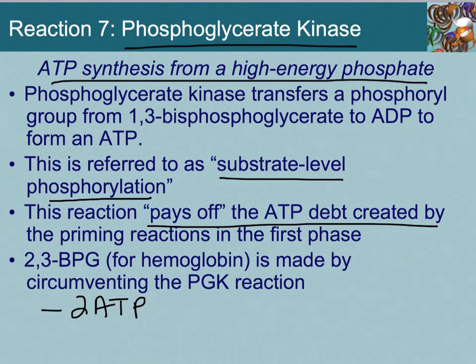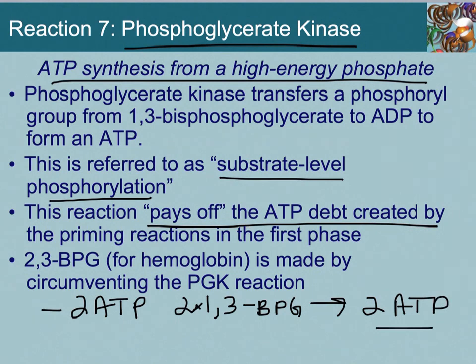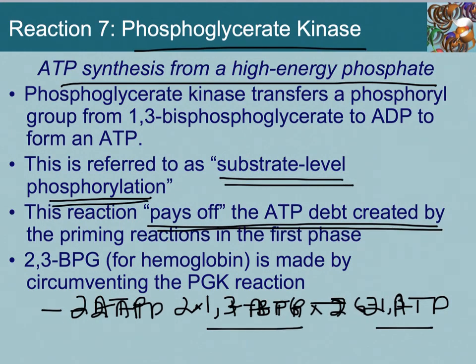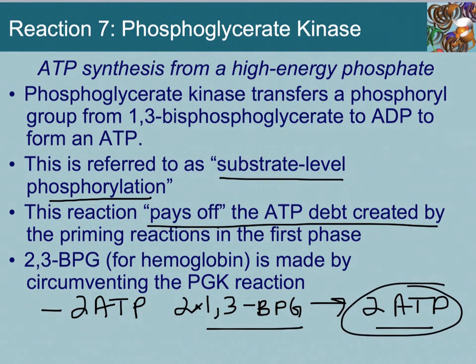Here, because we have 2 1,3-bisphosphoglycerates, we're going to get 2 ATPs out of this reaction, 1 per bisphosphoglycerate. And as a result, we're going to settle the score and be at a balance of 0 ATPs. We're actually going to ignore the 2,3-bisphosphoglycerate for now and come back to it a little bit later.